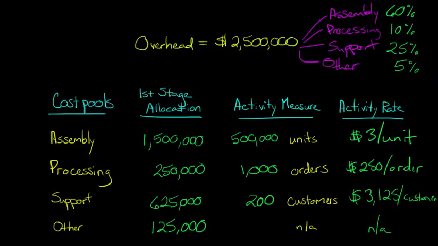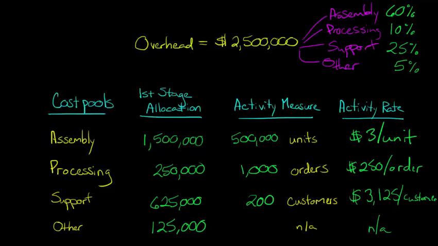Then we were able to apply those percentages to get our first stage allocation to spread this cost over the cost pools. And ultimately, by dividing by our activity measure, whether it be units, the number of orders, or the number of customers, we're able to come up with multiple activity rates instead of having to use one plant-wide standard rate based on machine hours or something like that. In this video, we're going to talk about how we would go about using these activity rates now that we've calculated them. There are a number of things we might do, but the main idea is that we're going to use these rates to assign overhead to cost objects.